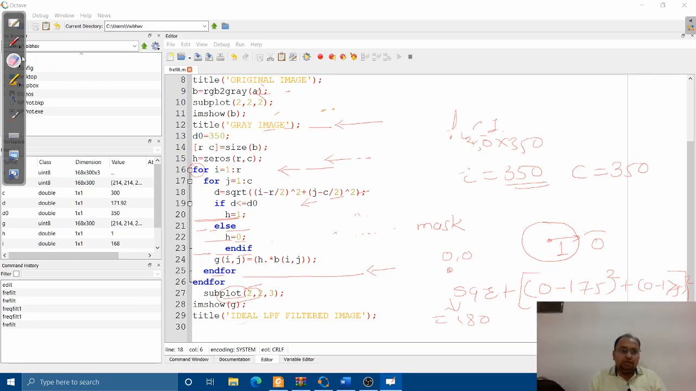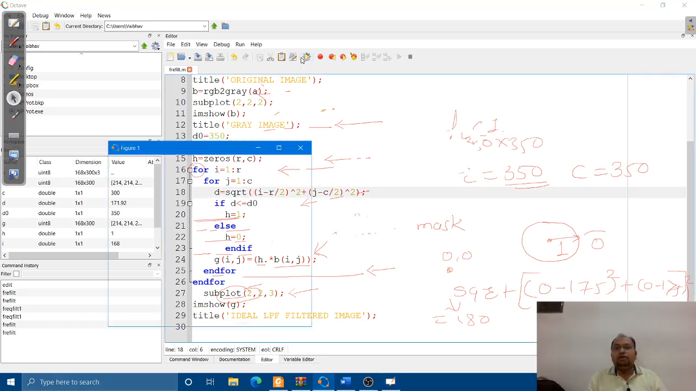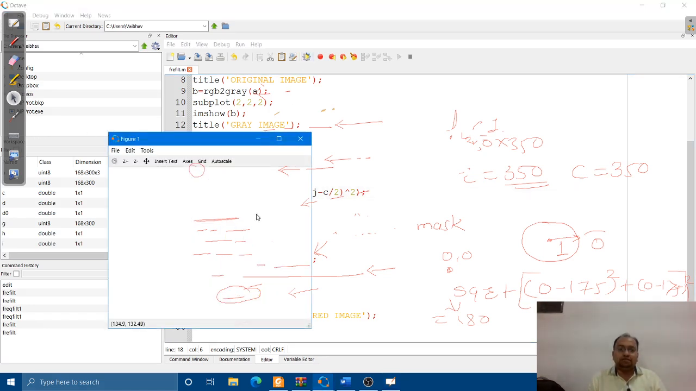Okay, so now we are going to perform the filtering operation of the filter mask and the gray level image, and then we are going to show that image. Let us perform this filtering operation and check out the changes in the output image.